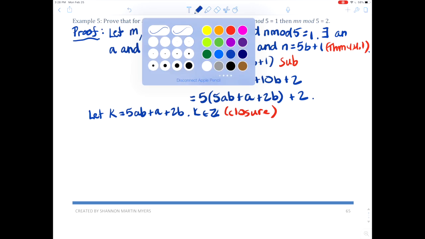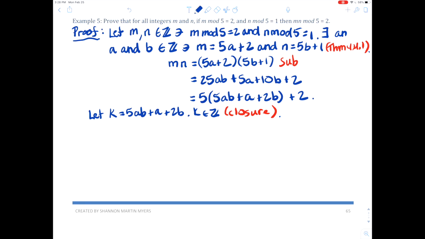So, what are we going to have? Well, we might also want to say and 0 is less than or equal to 2, which is less than 5, our divisor, right? So what do we end up getting?